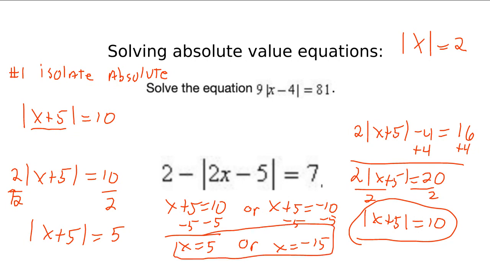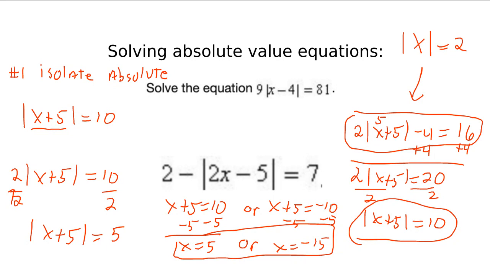Now, where was that original problem? It was right here, right? This was the original problem. You can check yourself. Plug 5 in here. If you put 5 in here, you get 5 plus 5, which is 10. The absolute value of 10 is 10. 2 times 10 is 20. 20 minus 4 is 16.